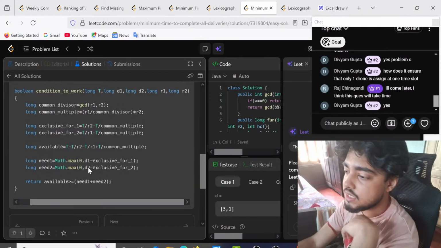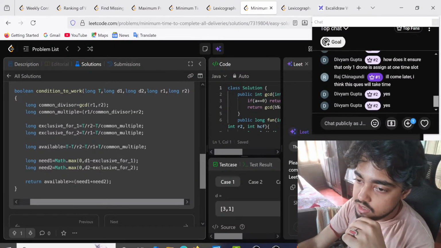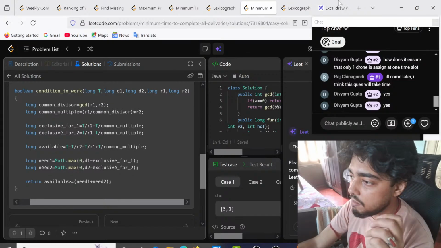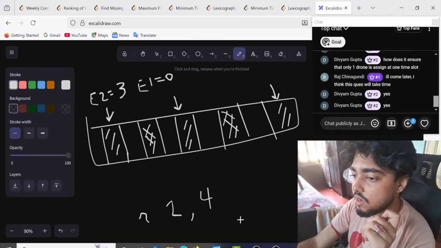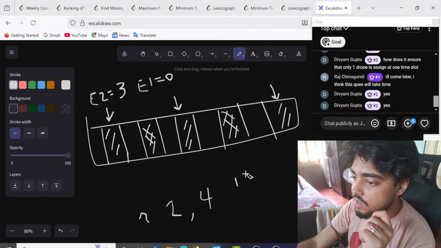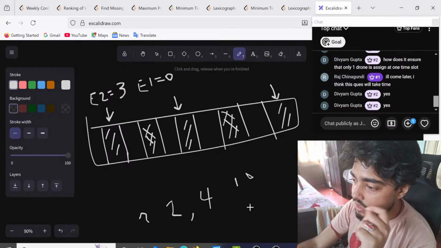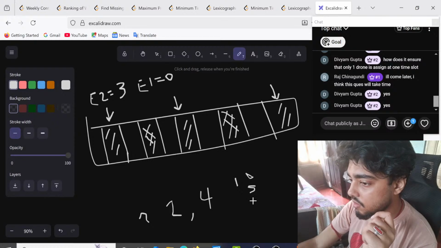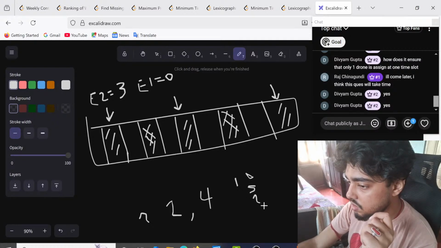Now understand this. Available is T minus T by R1 minus T by R2 plus T by common multiple. So 10 minus T by R1, that is 5, minus 10 by 4, that is 2, plus 2.